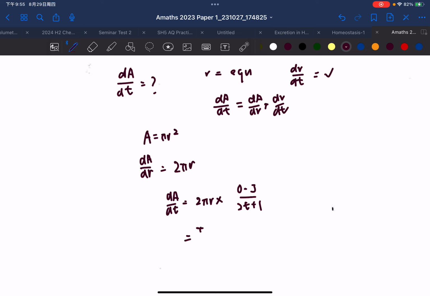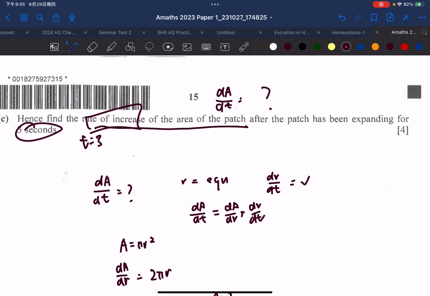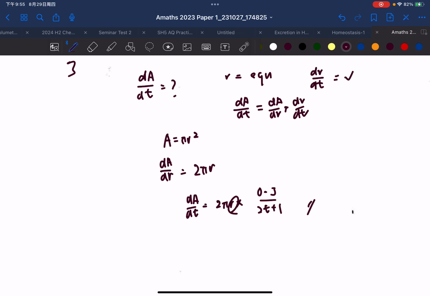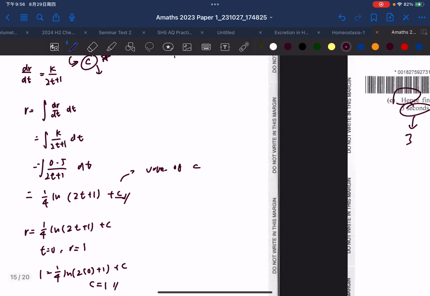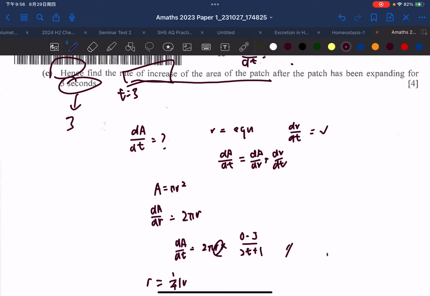Then you will be given, yeah, this is what you can express until here. But I want you to find the exact number of the rate of increase, because I tell you that it's 3 seconds. But you realize I don't know what r is. So that is why there's a "hence" here. You use your equation of r to find the radius after 3 seconds. R is equal to this, right?